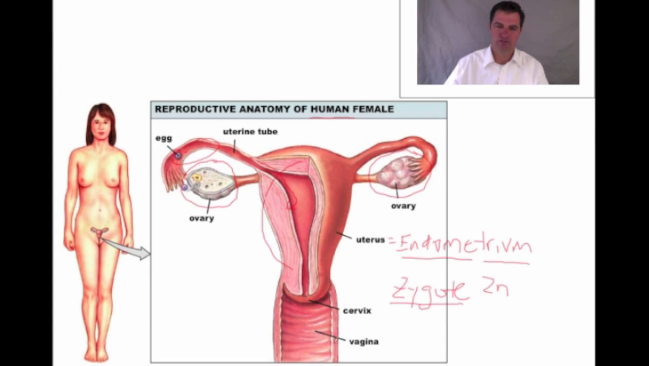Down below here is the vagina, and at the top of the vagina is the cervix, and that little tiny opening then leads to the uterus.